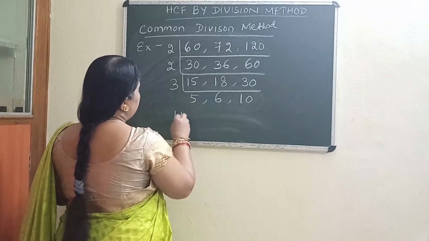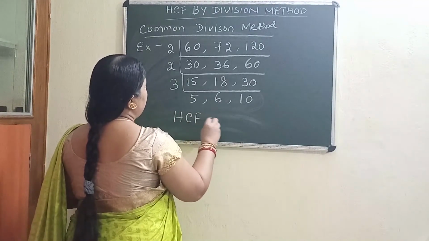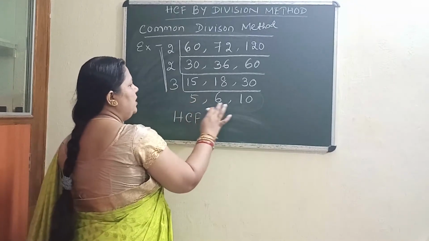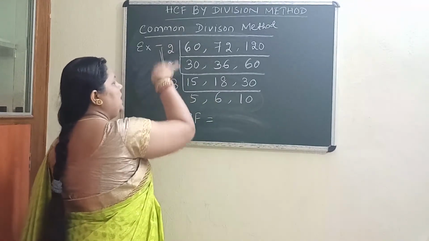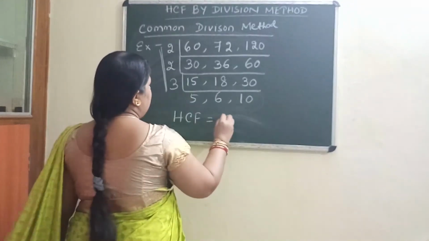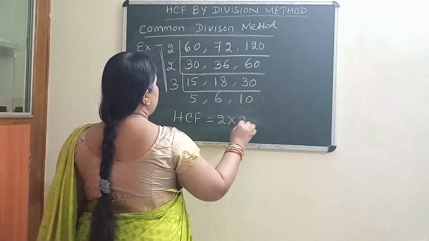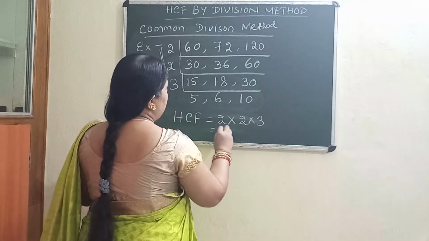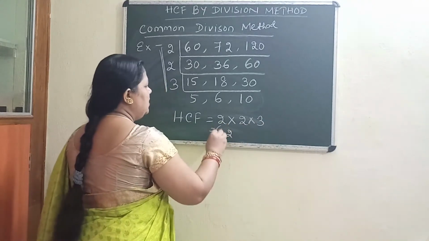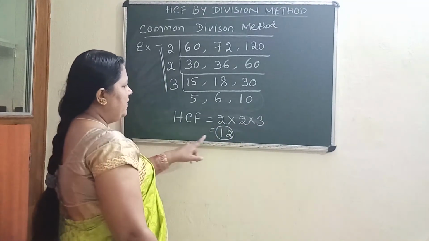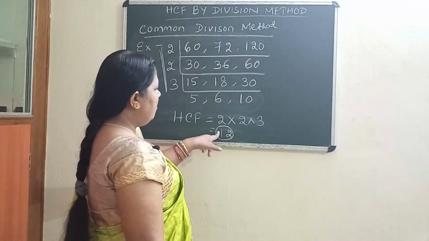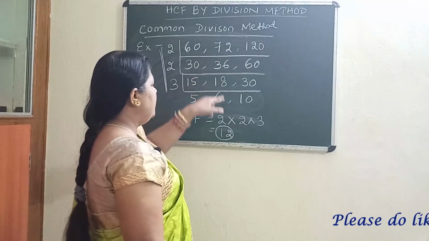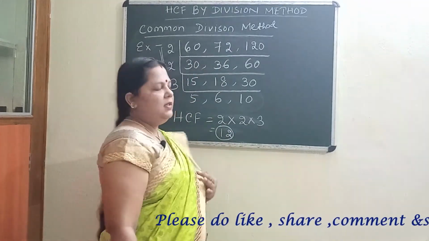How much did you get for HCF? HCF equals, find all the common factors only. Don't multiply this. You have to multiply only the common factors. So we will get 2 into 2 into 3. 2 2s are 4, 4 3s are 12. So this is your common factor, and by this common factor you can divide all these given numbers so that you will get remainder 0.